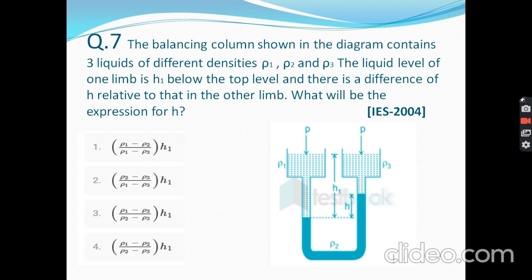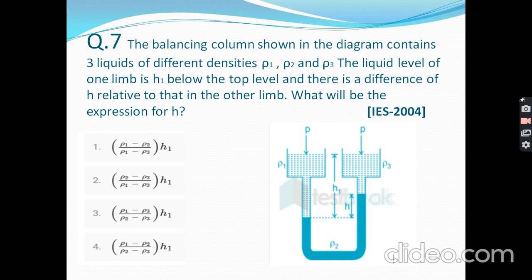Question 7. The balancing column shown in the figure contains three liquids of different densities, rho 1, rho 2 and rho 3. The liquid level of one limb is H1 below the top level and there is a difference of H relative to that in the other limb. What will be the expression for H?